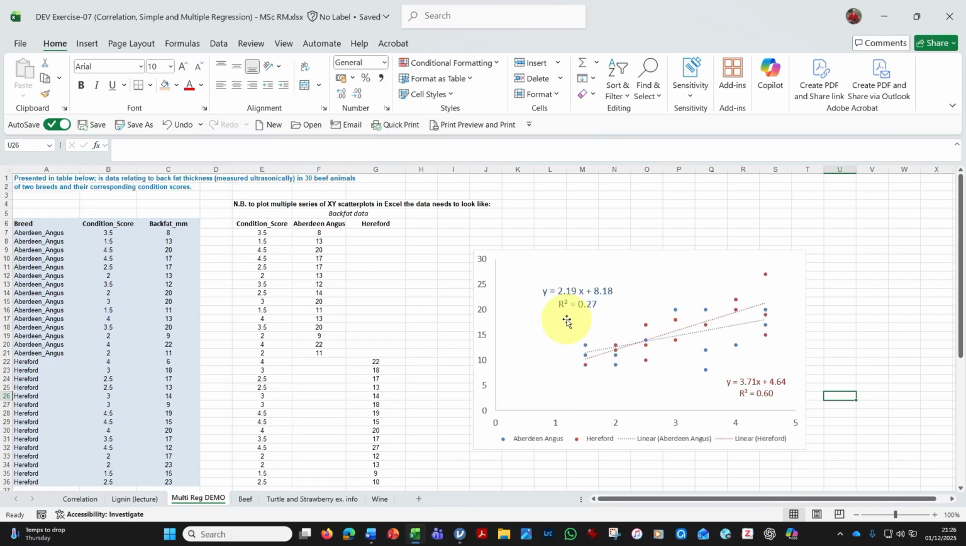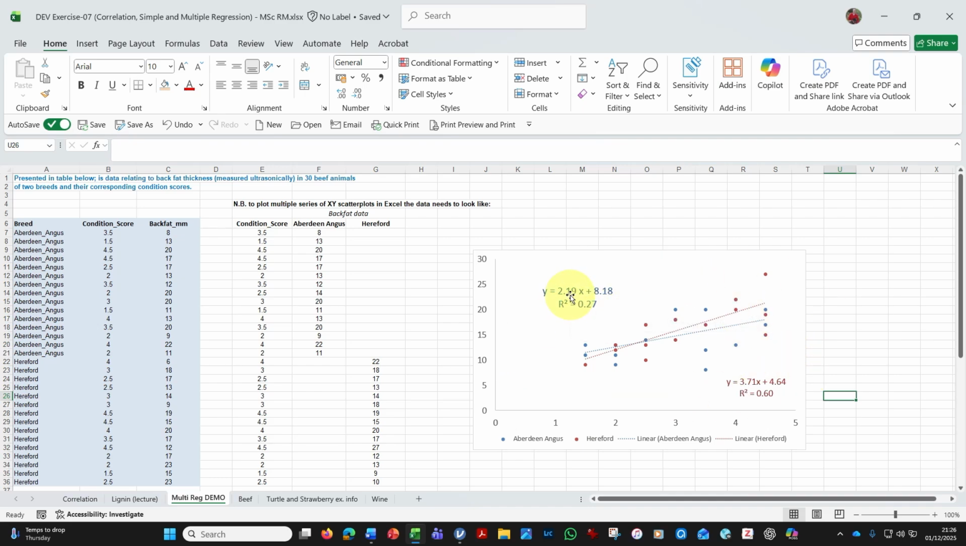Okay, these R-squared values are basically telling us what is the quality of this prediction. How much of the variation is accounted for, and here we can see that the red prediction at 0.6 is better than the blue prediction of 0.27. Okay, so that's the overall values.